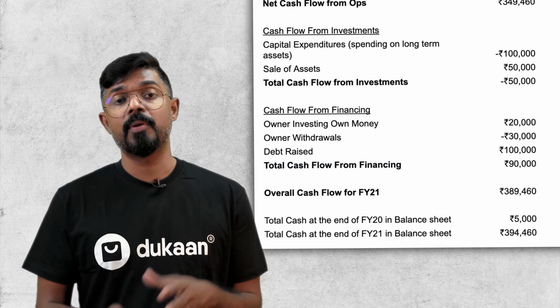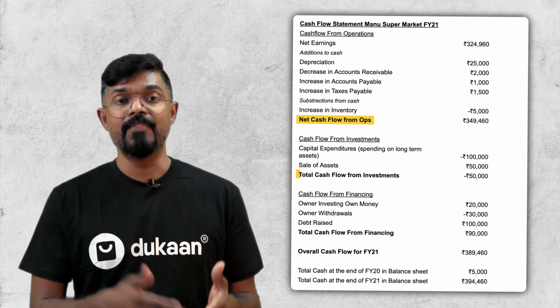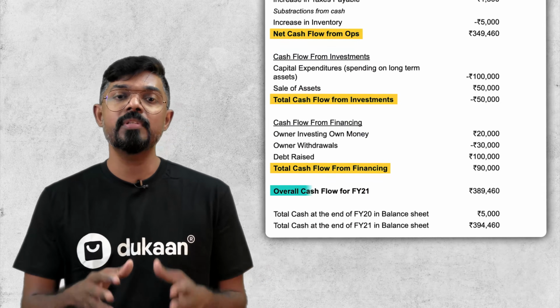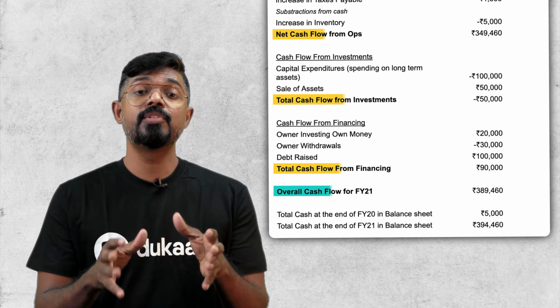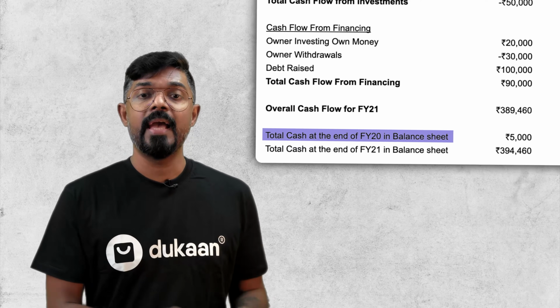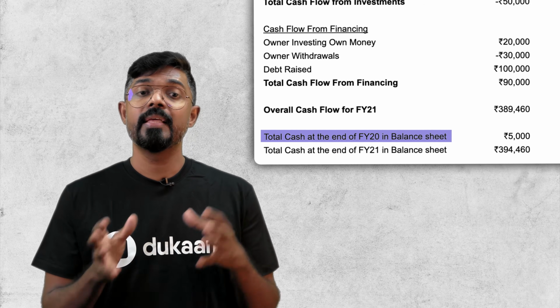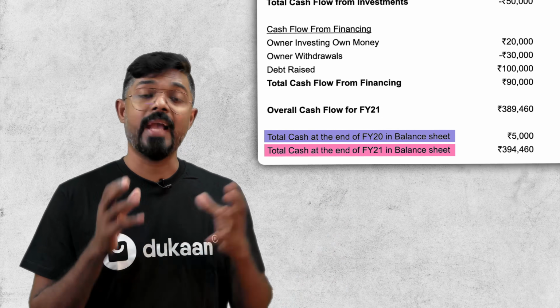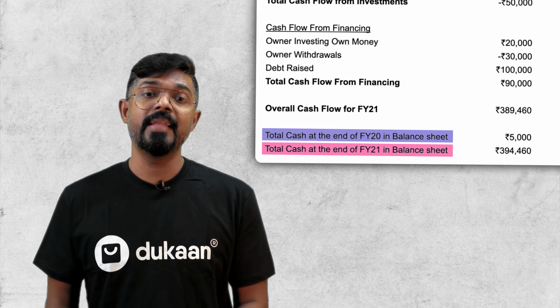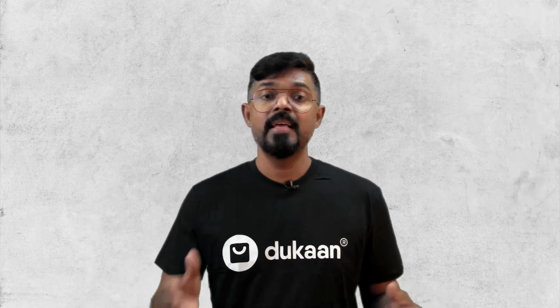When you add cash flow from the three sources, operations, investing, and financing, you get total cash flow for the time period. Please note that cash from the balance sheet at the start of a time period plus cash flow during the time period gives you cash for the balance sheet at the end of the time period. And that's it. That's how a cash flow statement works.